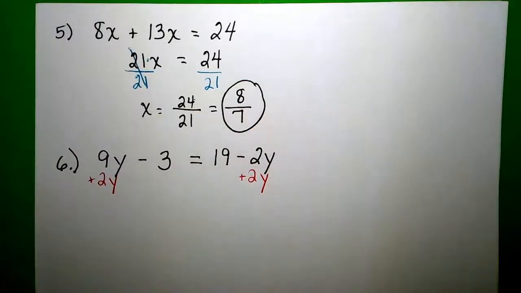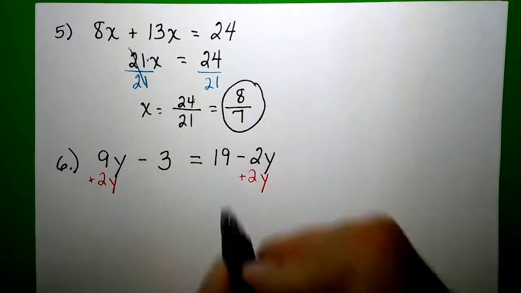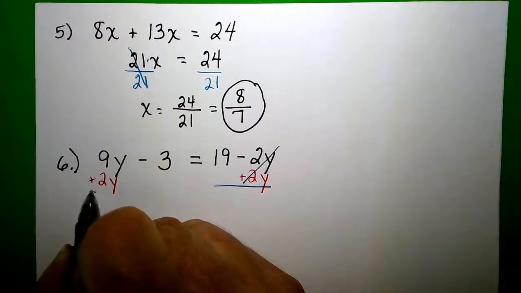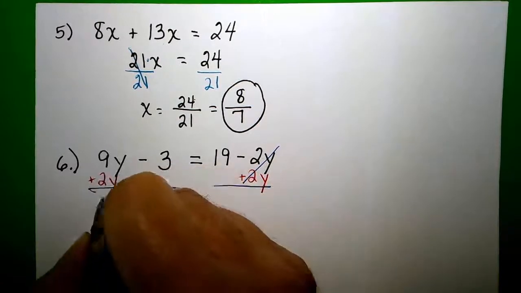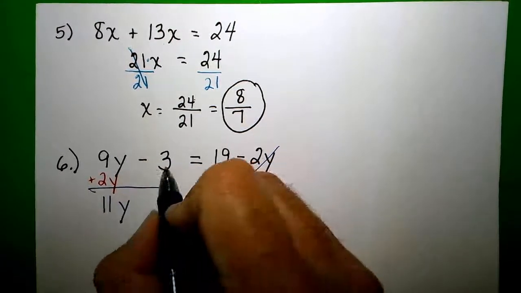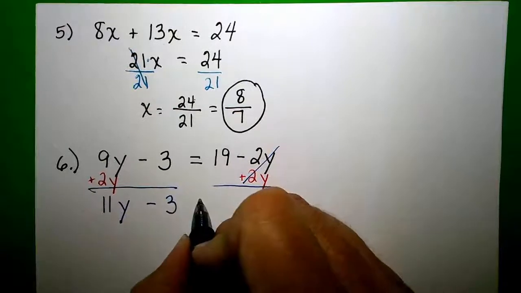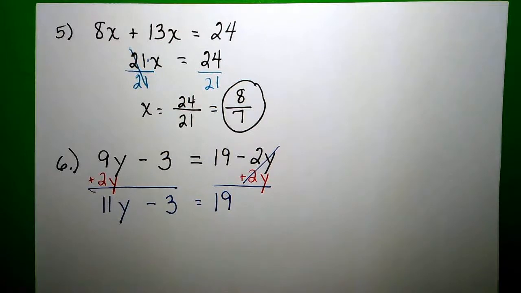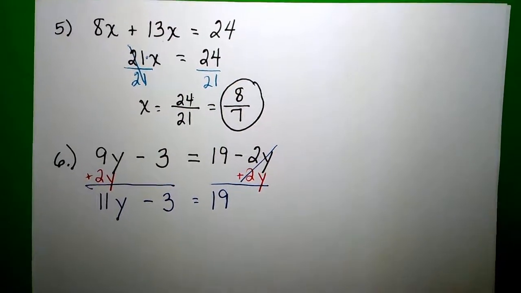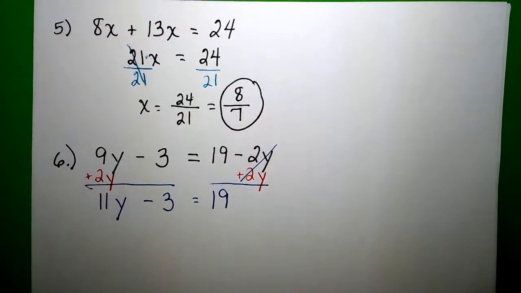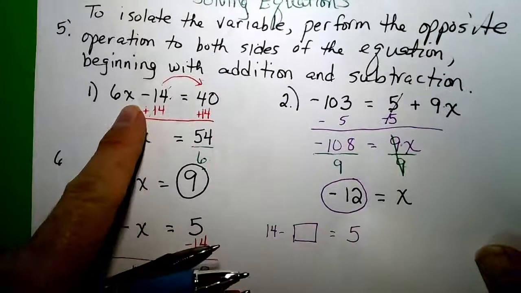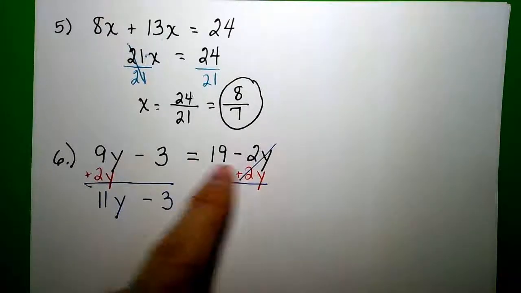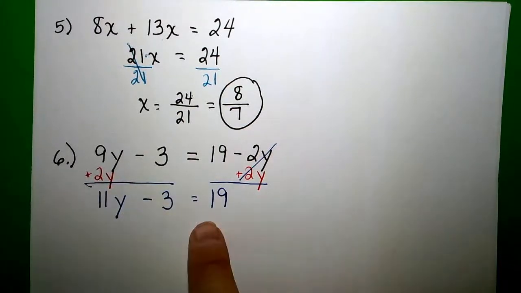When I do that, let's look at what we have. You see how these two y's are gone? And over here, what do we have? An 11y, still a minus 3, equals 19. This is the most basic type of problem solving. We know how to solve something like this when there's just one variable on the left. So let's rewrite this. So now we have just one variable on the left.